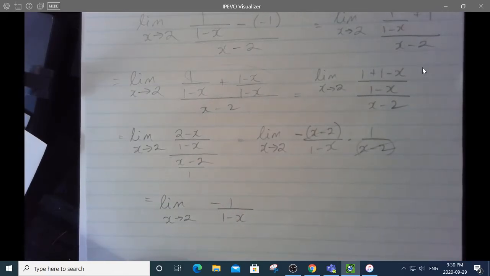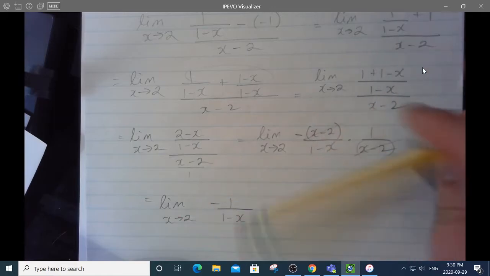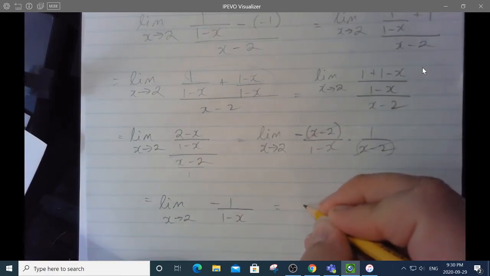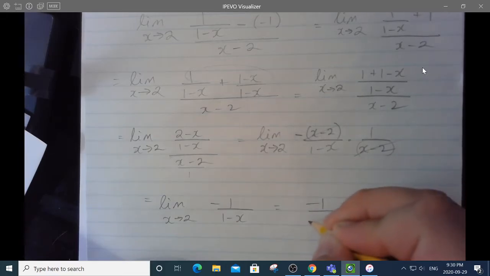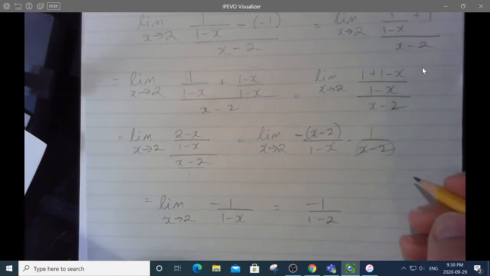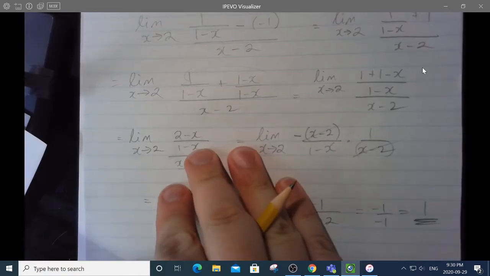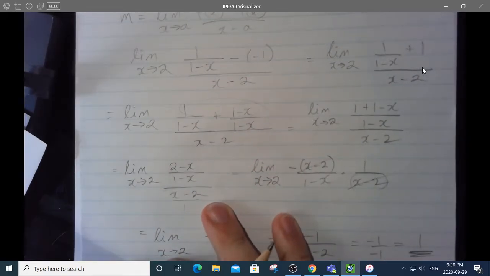minus x. And now I can put 2 in the denominator, and I don't get 0 anymore. So that's going to be equal to -1 over 1 minus 2, which is -1 over -1, which is 1. So that is my slope. It is 1. Okay? So let's try the other formula now. So that was formula 1.